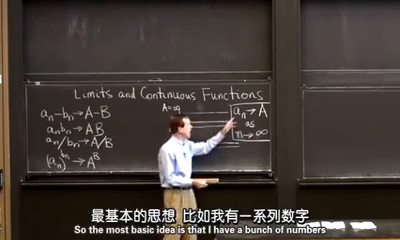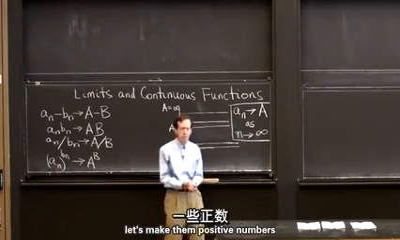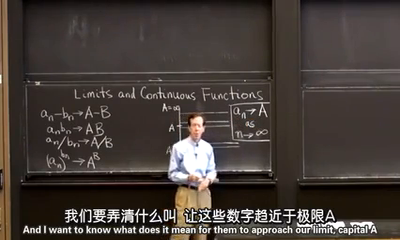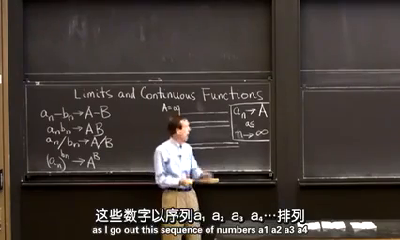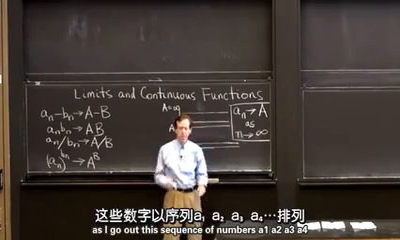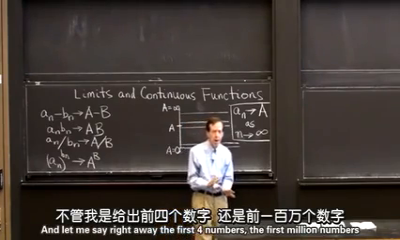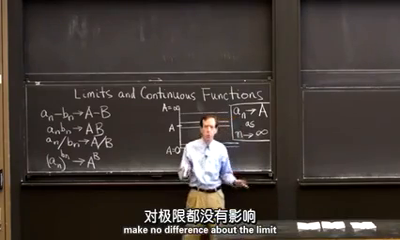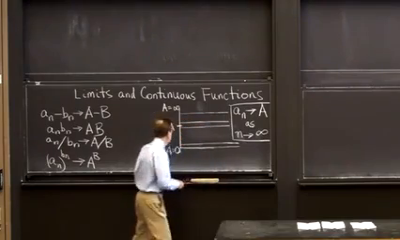So, the most basic idea is that I have a bunch of numbers. Let's make them positive numbers. And I want to know, what does it mean for them to approach a limit, capital A, as I go out this sequence of numbers, A1, A2, A3, A4. And let me say right away, the first four numbers, the first million numbers, make no difference about the limit. So here's what it means.